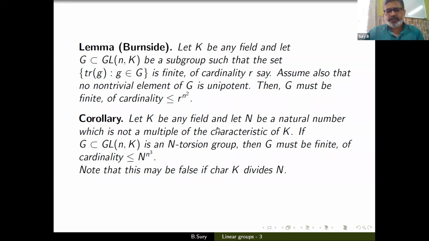No unipotent condition is put here, but that will come automatically. So what we are saying is that you take a subgroup of GL_n where every element has order dividing N, and N is good with respect to the characteristic of K. When the characteristic is 0, no condition. But when the characteristic is p, p should not divide N. In that case, G must be finite. Note that this may be false if the characteristic divides N. It's not just that we are avoiding it for convenience. It's like Maschke's theorem I mentioned. It's actually false.